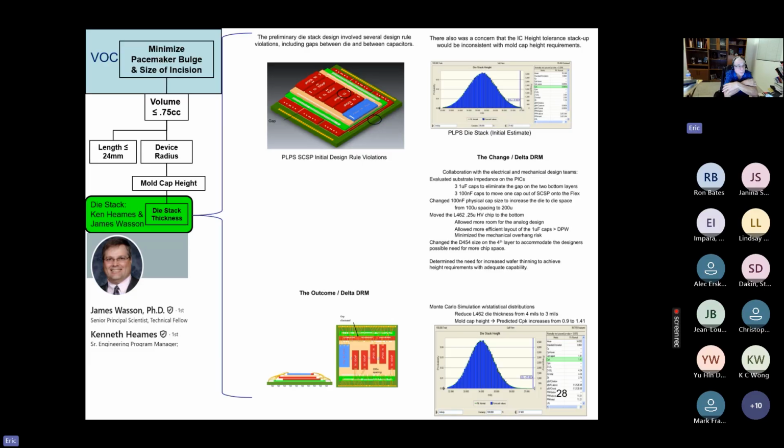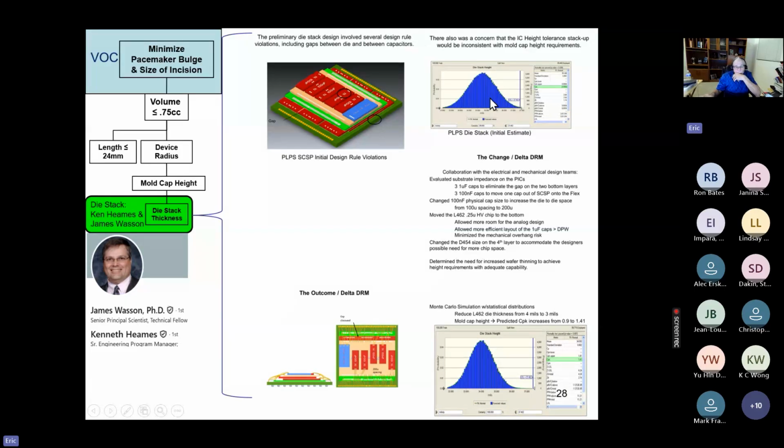That requires the volume to be less than 0.75 cc, the length less than 24 millimeters, the radius being smaller than a certain amount. So a couple of our engineers, James and Kenneth, worked together and optimized using Monte Carlo simulation the device radius that was dependent on this die stack thickness. So you see our picture of the die stack thickness. They did Monte Carlo simulation of the range of how thick this is and what you would have as a device radius based on that range using Monte Carlo simulation.